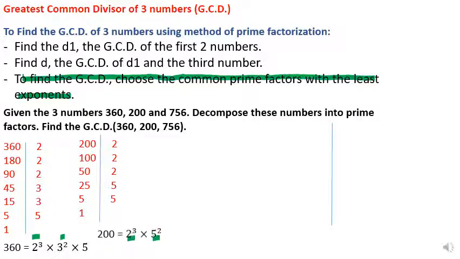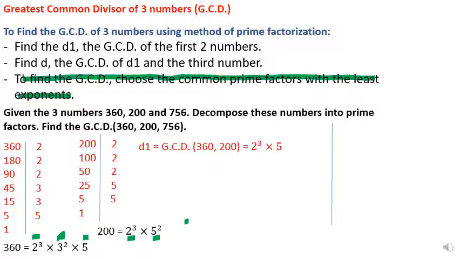The least exponent. So 2 to the power 3, 2 to the power 3, of course we're going to choose 2 to the power 3 because they are the same. But sorry, this is not 3. 5 is the common. 5 squared and 5, so what do you choose? You choose 5. So the GCD is 2 to the power 3 times 5. This is the GCD of the first two numbers.